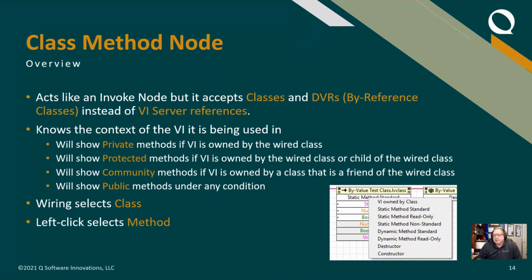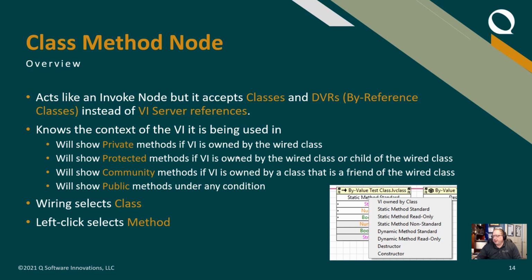So I created this class method node to act like an invoke node. It accepts class wires, and it also accepts by-reference classes, in other words, a DVR with a class in it. The node knows the context of the VI it's in. So say the VI is owned by the class, then it will show all of the private methods and everything. If the VI is not owned by the class, or it's owned by a child, it will show the protected methods. If it's owned by a friend, it will show the community methods. And under any condition, it will show all the public methods.